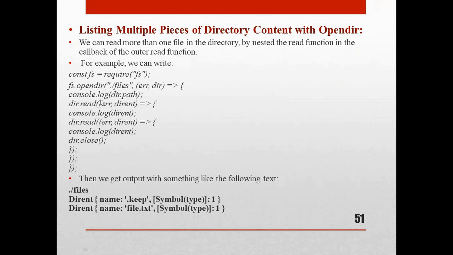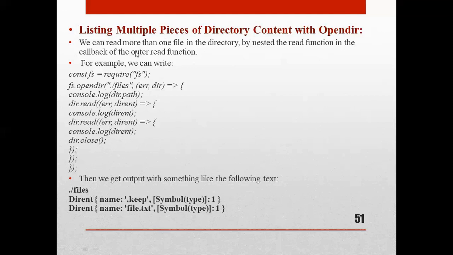Then using that directory handle, dir.read that directory. Inside that, pass the parameters. If there is any error, it will give an error. Otherwise it will proceed further with dirent, which gives us a dirent from that directory. Inside that we print console.log dirent. Similarly, read again, print that dirent, and at last close that directory. When we execute this code, it will first print the directory path, then the dirent name of the first file and its type, and the second file and its type.